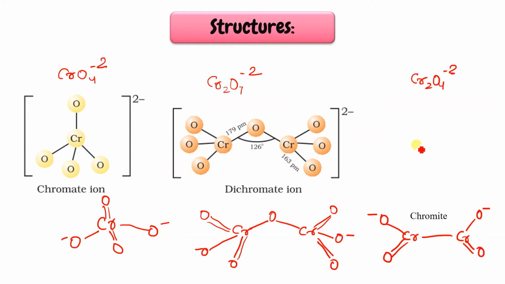Or it's better, you can write it in this way also: chromium, chromium, and oxygen. This is also oxygen, here oxygen, and this is also oxygen, and just put minus 2 over here. So this will be the chromite structure. I hope it is clear.